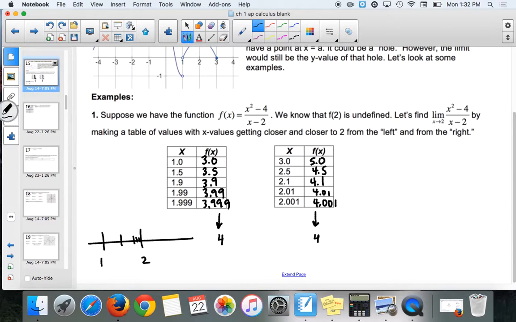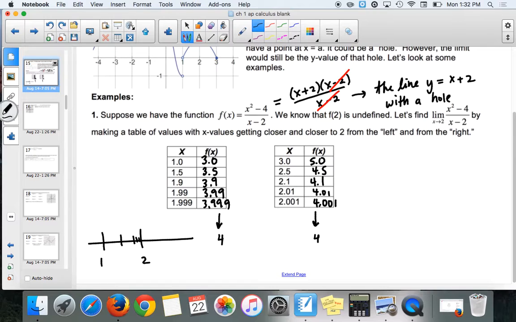So why is that? We learned how to graph something that looked like this in Algebra 2. If you remember, it factors into x plus 2 times x minus 2 all over x minus 2, and we can cancel the x minus 2's. So really we have a line. We have the line y equals x plus 2 with a hole at x equals 2.